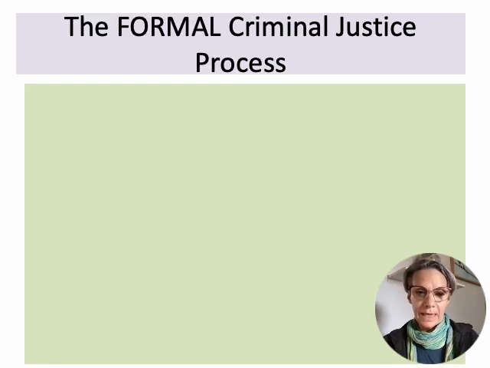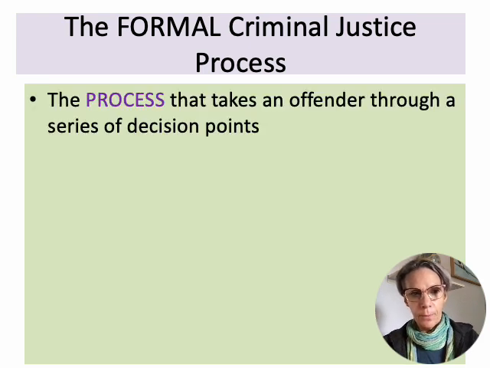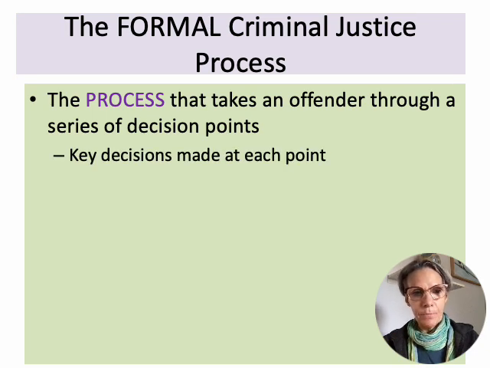Now, as I already stated, this lecture is focusing on the formal criminal justice process. It focuses on the process that takes an offender through a series of decision points within the criminal justice system. As you'll be reading and as we're going to be learning in this lecture, there are key decisions made at each point in the process, right? The decision to have initial contact, the decision to investigate somebody, the decision to arrest somebody, the prosecutor's decision to charge somebody, the decision to actually try somebody, and the decision points kind of go on.